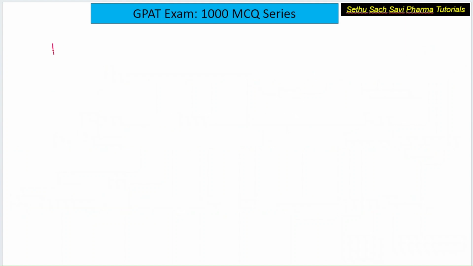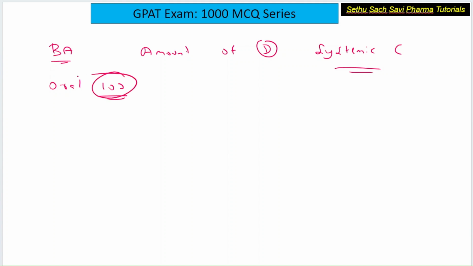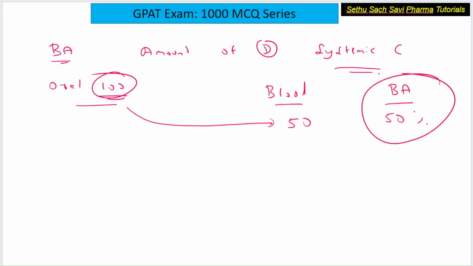So what is bioavailability? The amount of drug that reaches the systemic circulation, the blood, is called bioavailability. Suppose orally you give 100 quantity of drug, and imagine only 50 has reached the blood. Then we will say that the drug is 50% bioavailable.